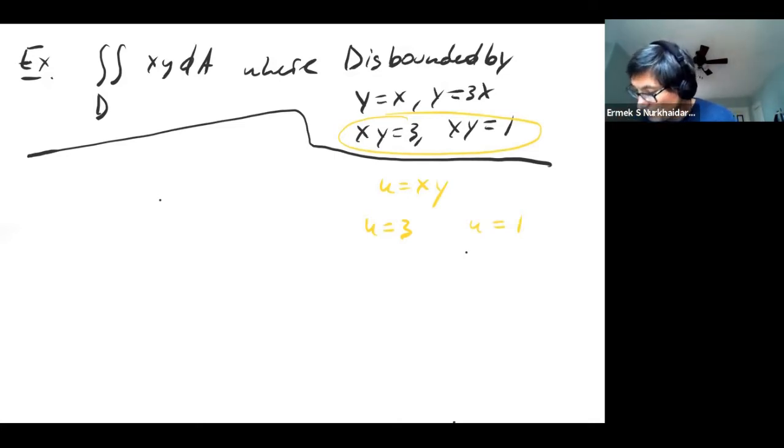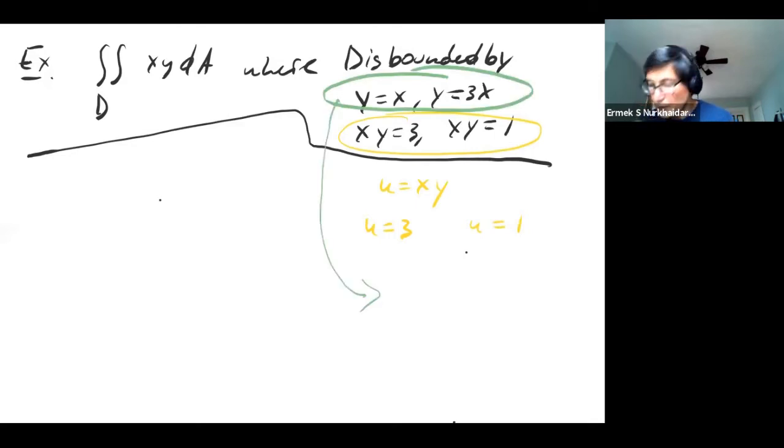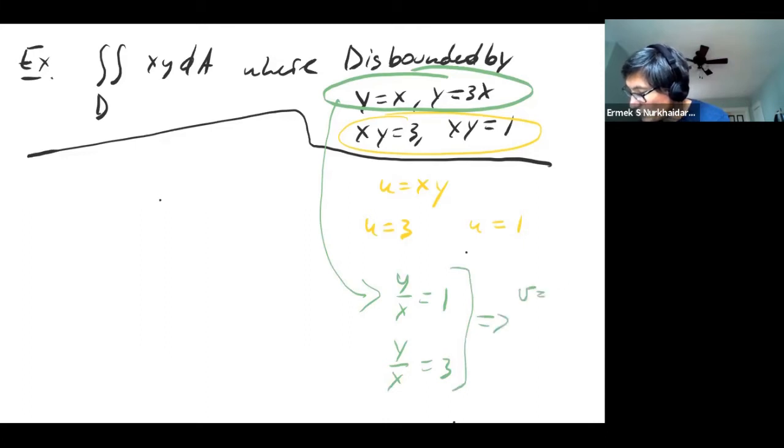Now, for these two lines, I can rewrite them as y over x equals 1 and y over x equals 3. So that is telling me that I probably want to do substitution v equals y over x, because then I will have two nice equations, v equals 1 and v equals 3. Okay, so that's what I will do if I do substitutions.